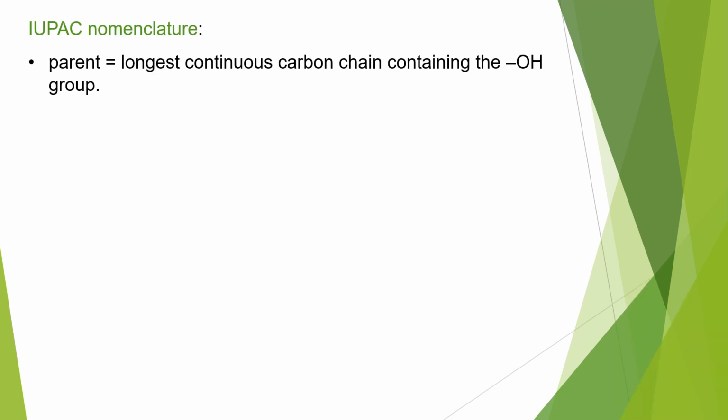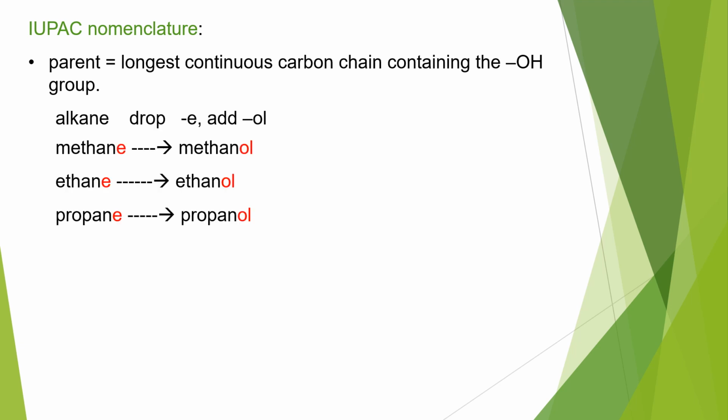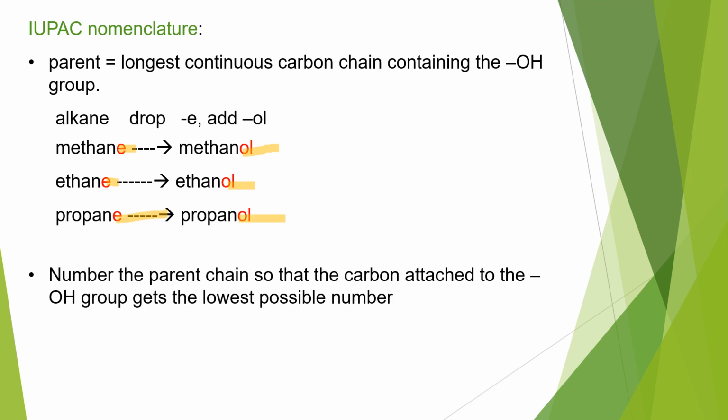So IUPAC nomenclature we were discussing, if you remember. We take the longest continuous carbon chain that contains the alcoholic group as the parent compound, and we remove the terminal E, and in that place we add OL, isn't it? So methane becomes methanol, ethane becomes ethanol, and propane becomes propanol. So this is how it continues.